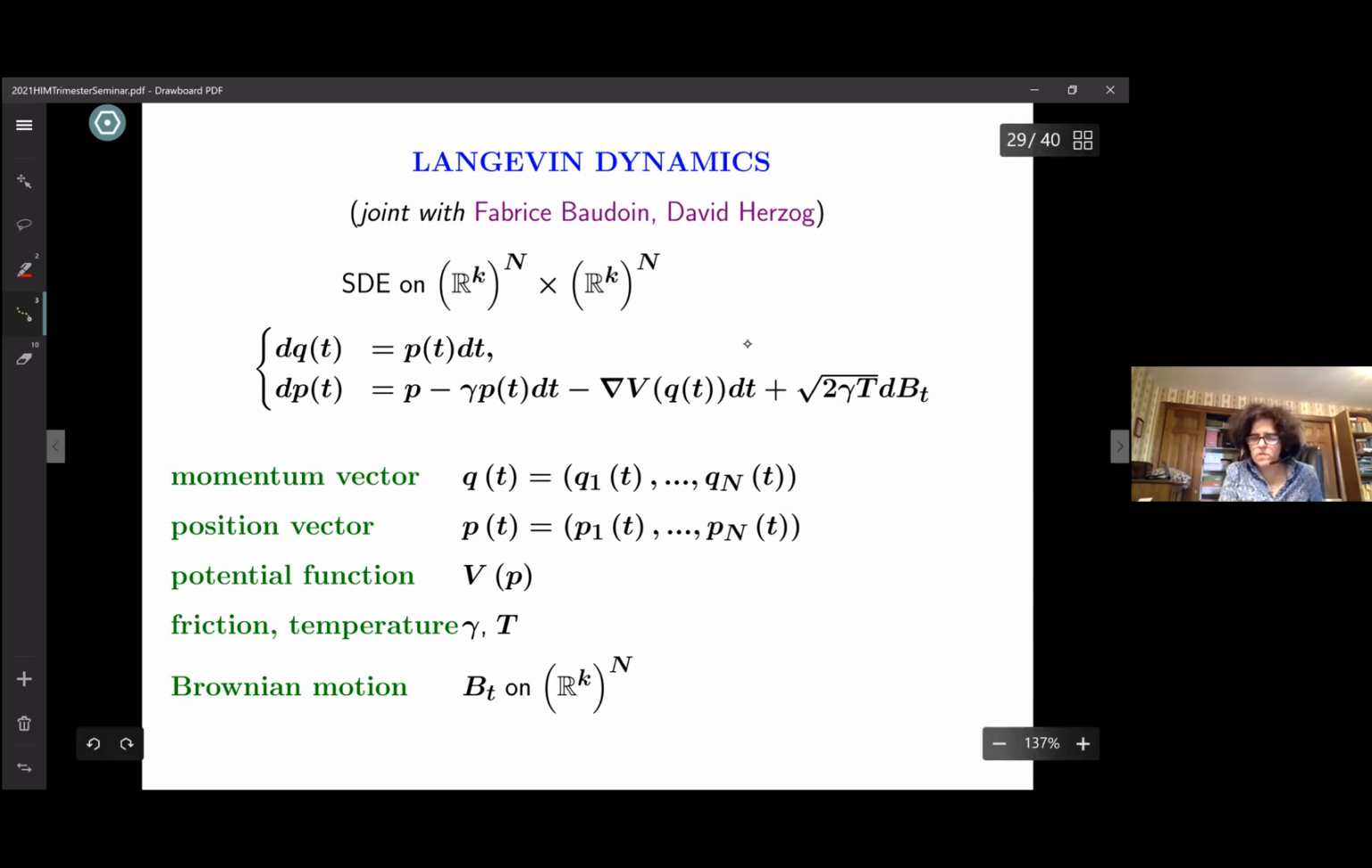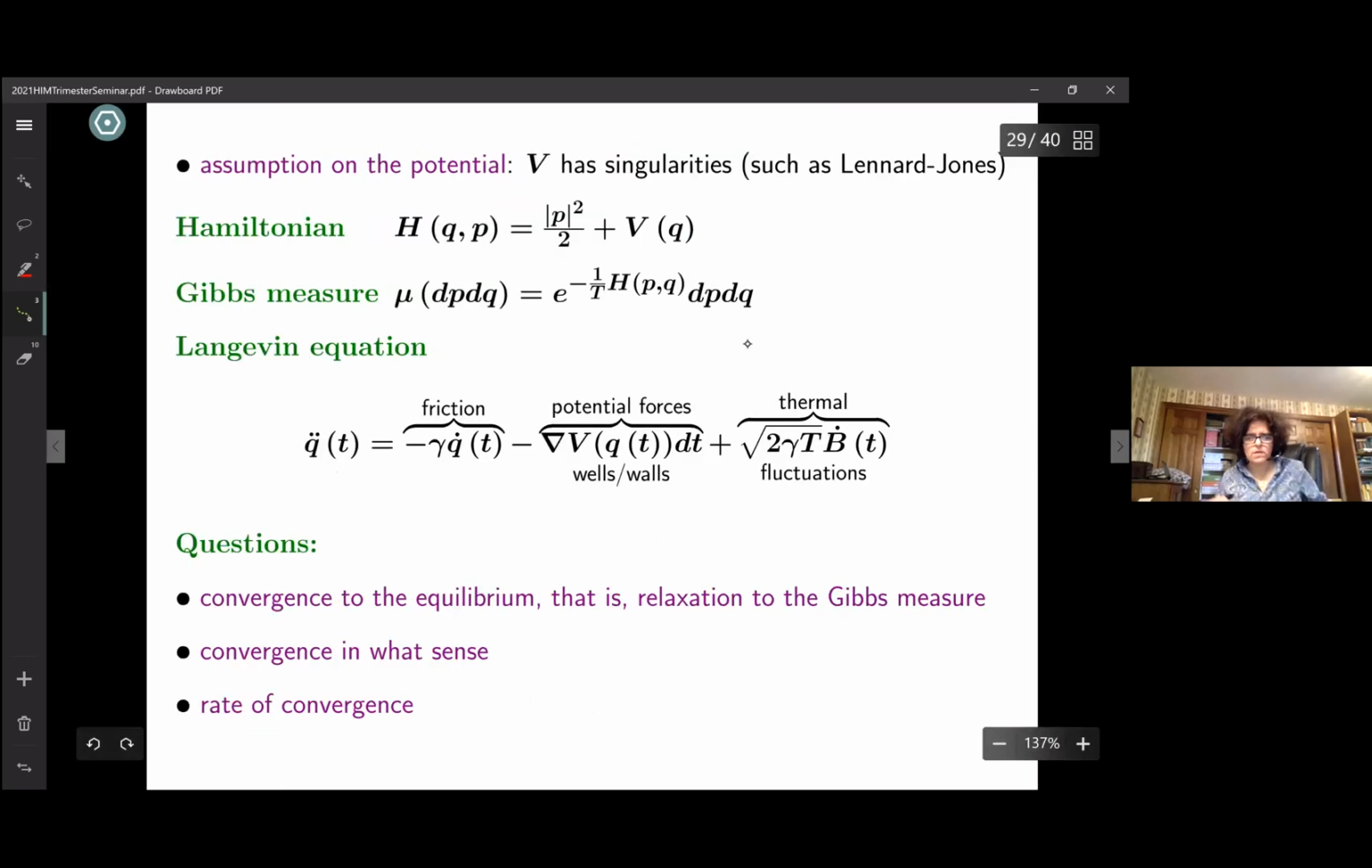And what we will be interested in is this potential. So we want this potential not to be so nice. Okay, so there are a bunch of constants here, friction and temperature. And the reason why I mentioned this is because we also want to keep track of constants, how they depend on these parameters here. We will not see it, but that's what we're interested in.